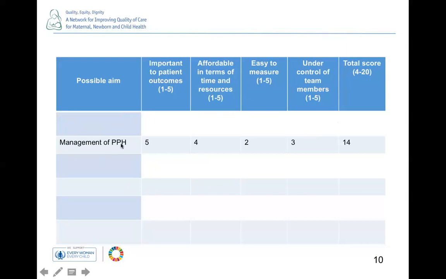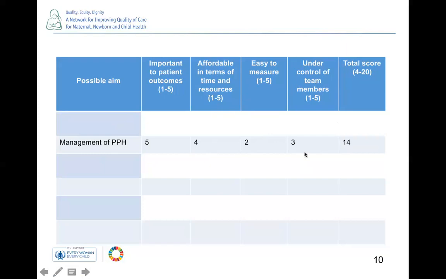Management of postpartum hemorrhage is very important. It is impactful, so it gets a score of 5. It is affordable in terms of time and resources, so it gets a score of 4. Is it easy to measure? No, it is difficult to measure and quantify, so it gets a score of 2. Is it under control of team members? It is somewhat under control, so it gets a score of 3, for a total of 14.